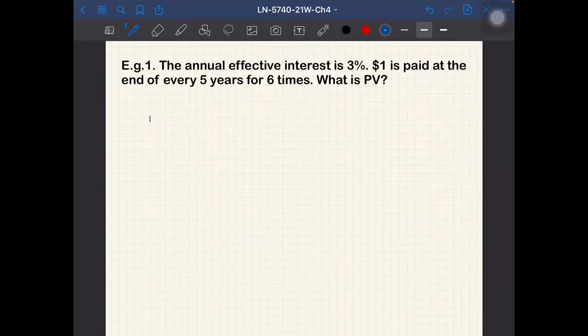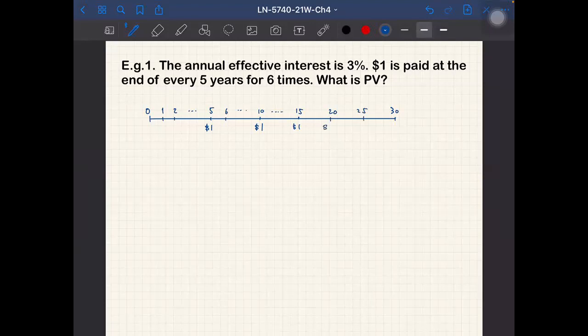So think about the time diagram first. We have 30 years in total. t equal to 0 is the starting point, and the end point is 30. For years 1, 2, 3, 4, we don't have any payment. But at t equal to 5, the $1 is paid. At 6, 7, 8, 9, we don't have any payment, and at 10, the $1 is paid. At 15, $1 is paid. 20, paid. And 25, paid. So we only have 6 payments, and we would like to calculate the present value.